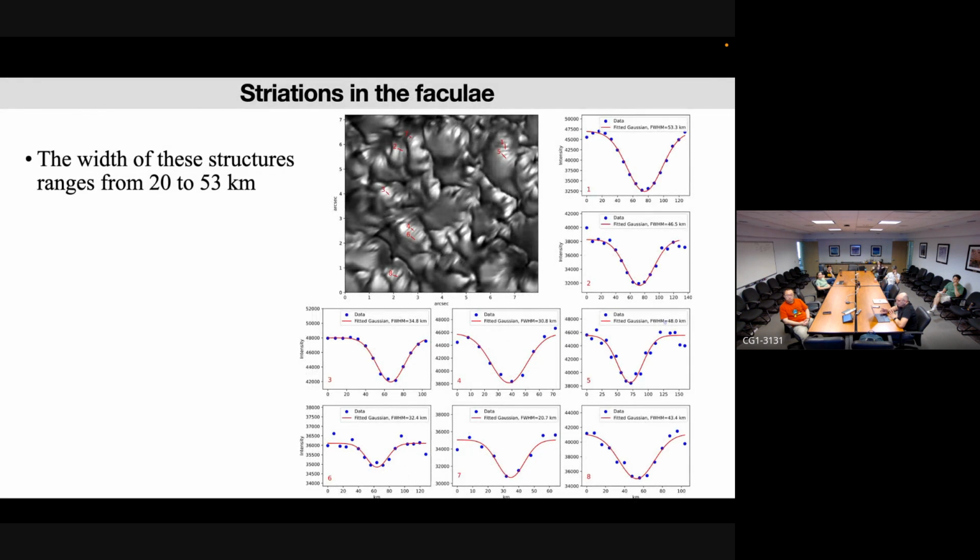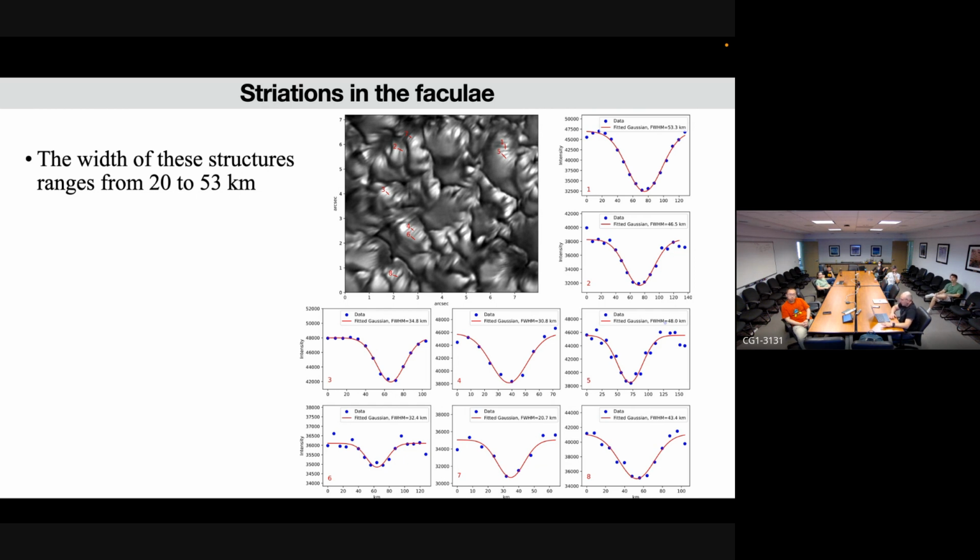Okay, so the widths of these structures are about 20 to 53 kilometers. We selected randomly about 8 structures in this field of view and measured full width at half maximum using a Gaussian fit of the intensity crosscut. And as you can see, these structures are extremely narrow. Actually, the widths of many of them are close to the diffraction limit of DKIST.